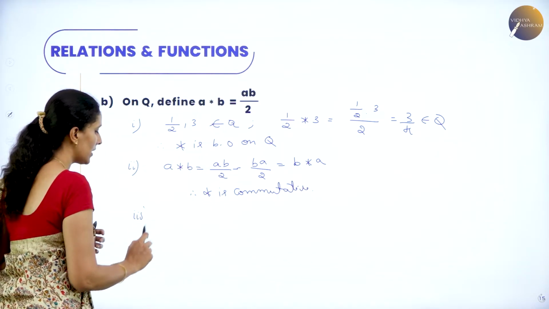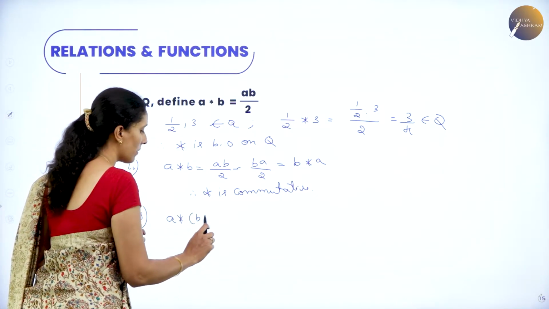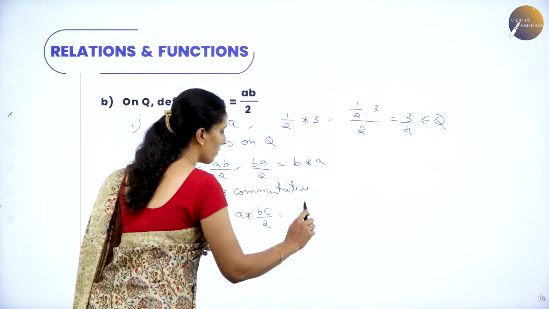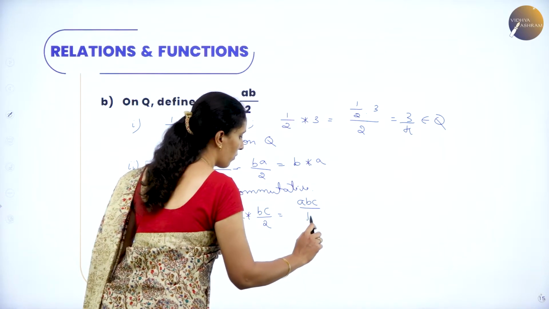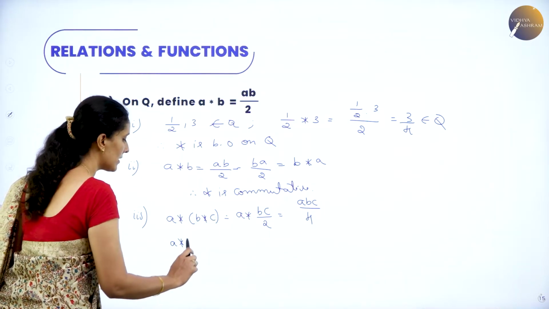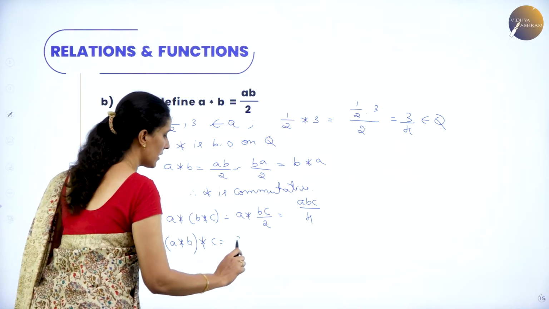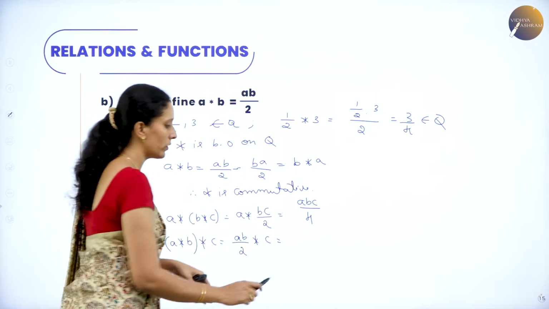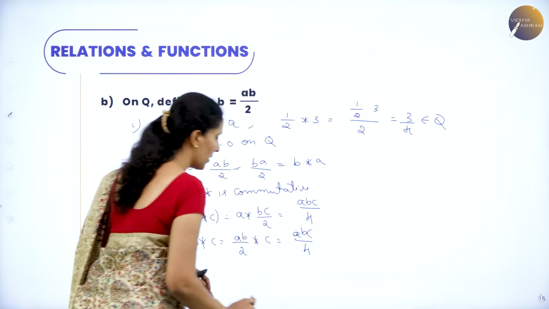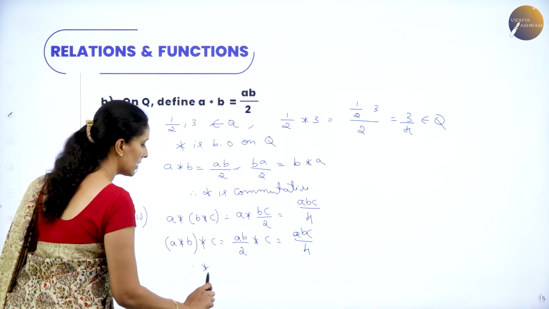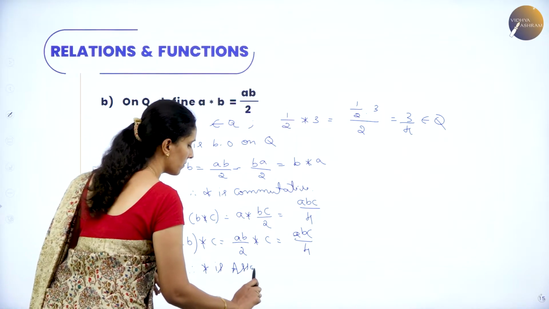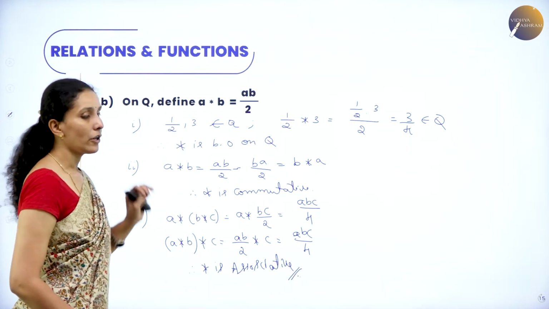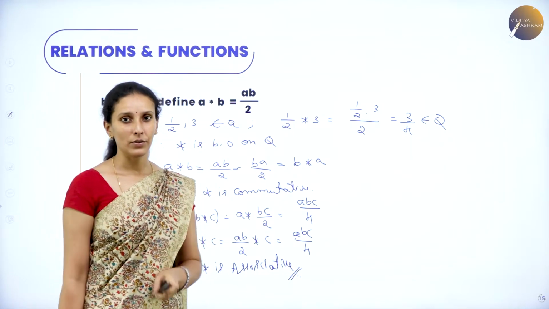Next, let's see whether it is associative or not. A star B star C means A star BC by 2, which can be written as ABC by 4. Here also A star B star C means AB by 2 star C. Again, it is AB by 2, C by 2, which becomes ABC by 4. So we are getting they are the same. So star is associative. Thus, the given binary operation is both commutative and associative.